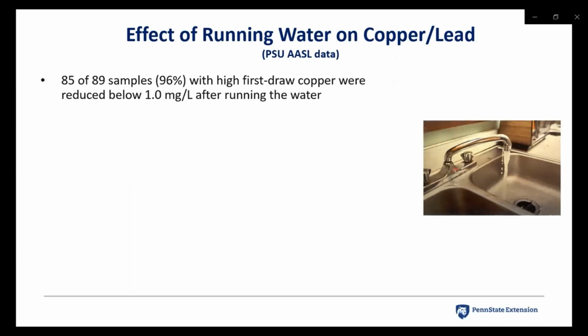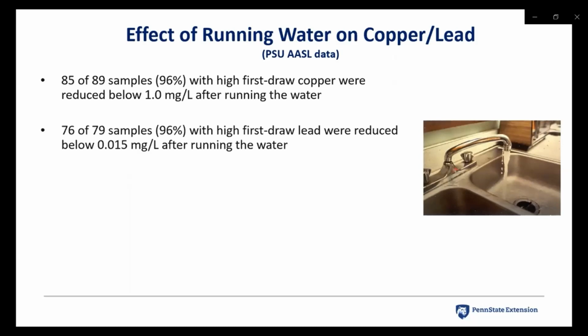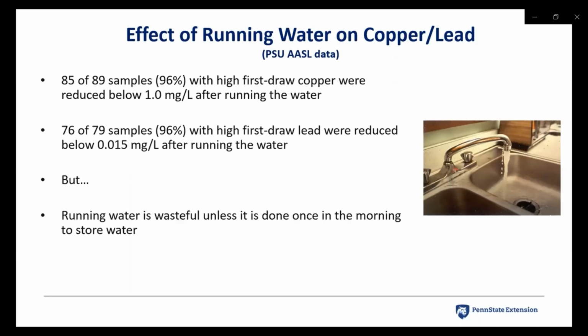This is a different data set for ag analytical, but in this case, 96% were effective for copper, 96% were also effective for reducing lead concentrations down below the drinking water standards. The only problems with running the water is it's wasteful if you do it every single time, and you don't need to. It does take a period of time for the lead and copper to build up in water that's sitting in the pipes, so you don't need to flush the pipes every single time. But if the water's been sitting for an hour or more, you probably should.